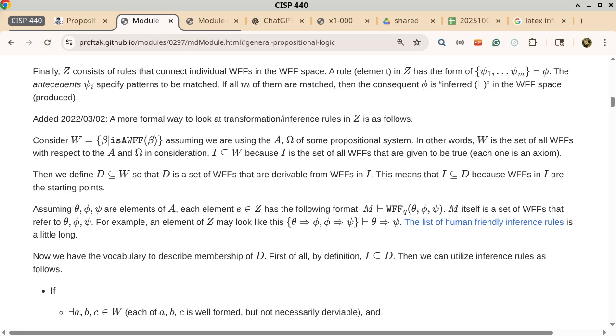So now we are going to define D. D is also a subset of W, a set of well-formed formulae that are derivable from the well-formed formulae in iota, and in this case, it will be using zeta. In other words, if I know everything in iota to be true, what else can I also infer to be true? Everything that can be inferred to be true would be in the set D. Are we okay with that concept?